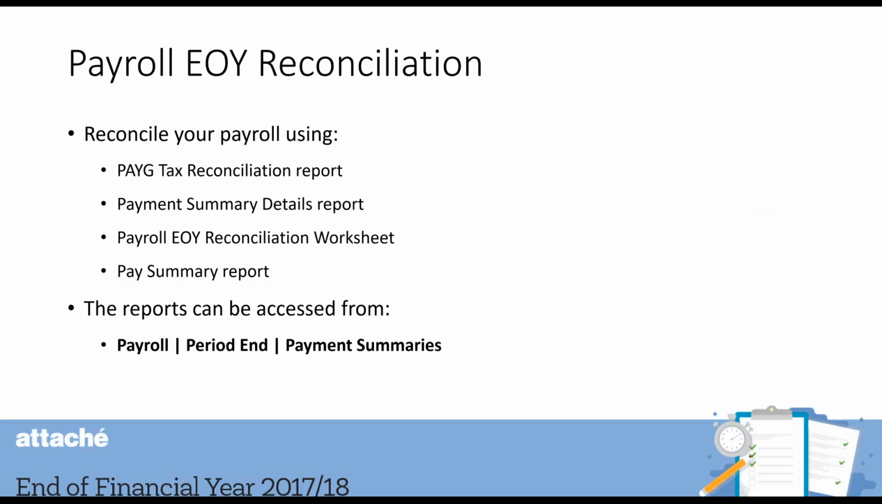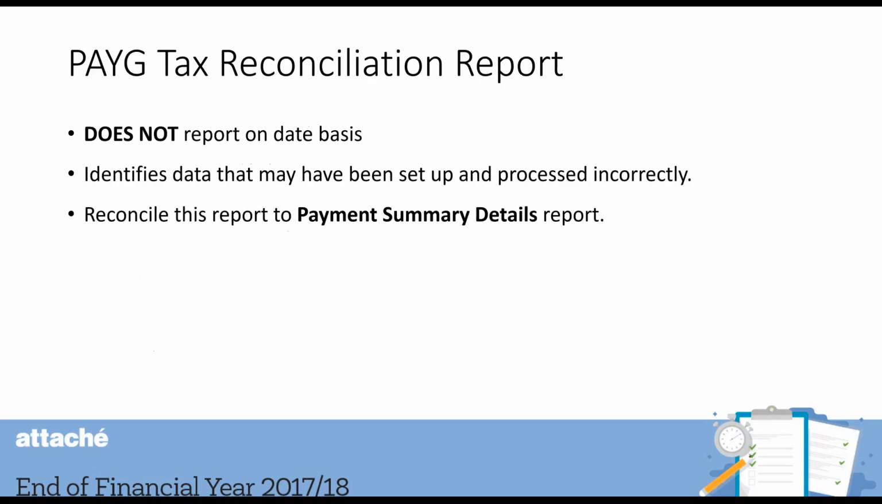Next, we need to reconcile the payroll information, and to do this, we use the Pay-as-you-go tax reconciliation report, the payment summary details report, the Payroll End of Year Reconciliation Worksheet, and the Pay Summary Report. Now, it is recommended that you reconcile your payroll throughout the year, at least quarterly. So the first report we will look at to start the reconciliation process is the Pay-as-you-go tax reconciliation report.